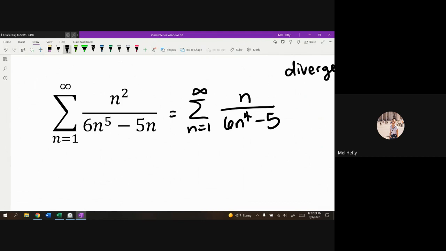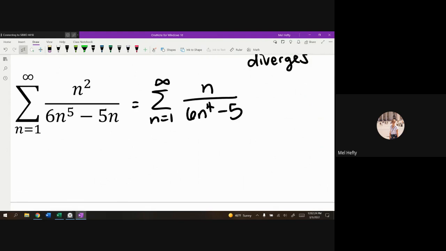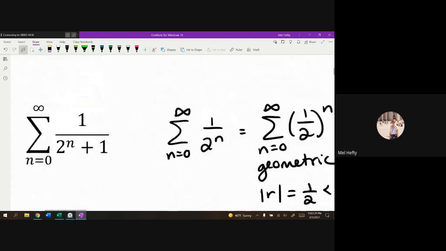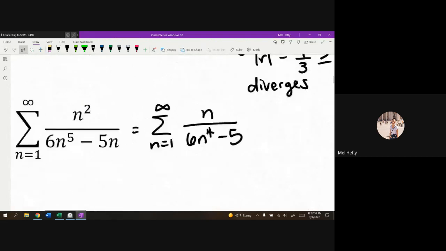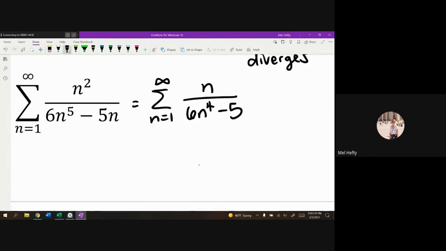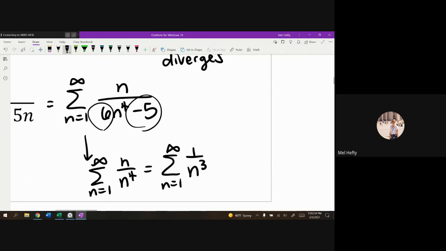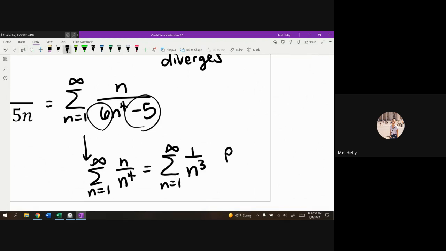How could I compare it to something even simpler? What have I been doing on all of these? Have I been keeping the +1, the -6, the +1, the -n? Couldn't I kind of disregard this -5, maybe even disregard this 6, and say this looks kind of like n over n to the 4th? Can I simplify that? 1 over n to the 3rd. Is that now a series that I know what to do with? What kind of series is this? It's a p-series.